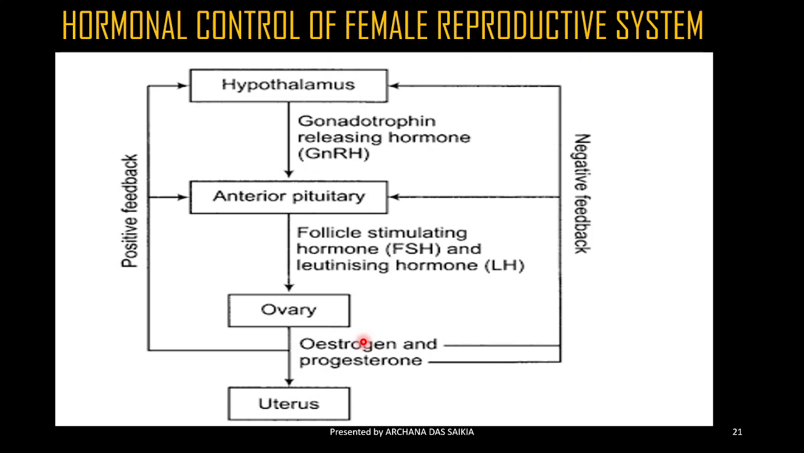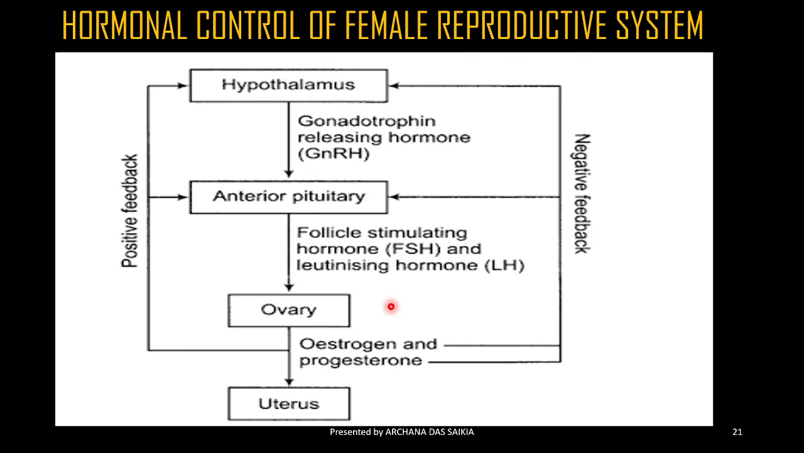Once the secondary oocyte is released, then what will happen? The corpus luteum will start releasing progesterone. Progesterone release will further help during the fertilization process and also the development of the fetus. So they will finally work upon the uterus. The progesterone will work upon the uterus, show its action in the uterus. So this is the hormonal control of the female reproductive system.